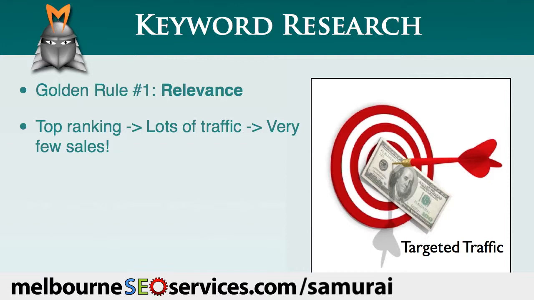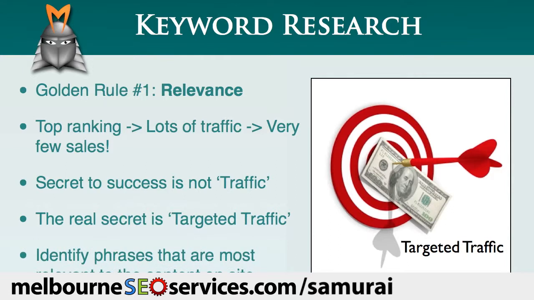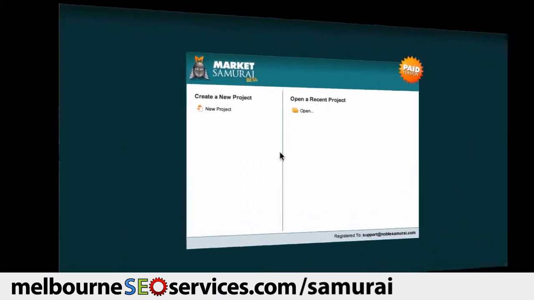but very few sales. It's important to realize that the secret to online success is not just traffic. The real secret is targeted traffic. So, according to the first golden rule of keyword research, you should always start by identifying the keywords that are most relevant to the content on your website. Let's take a moment now to see how this works in the real world using Market Samurai.